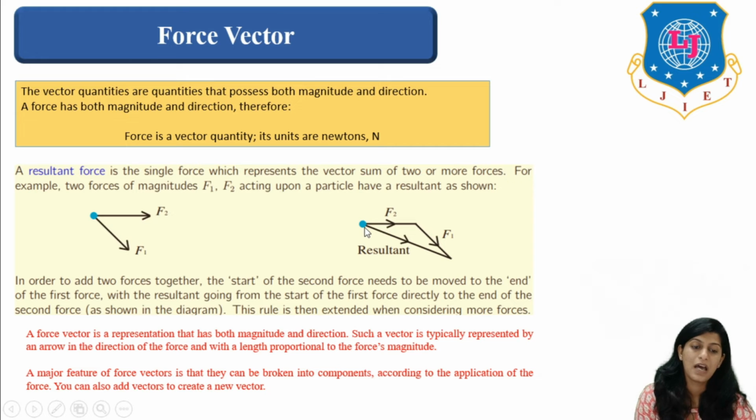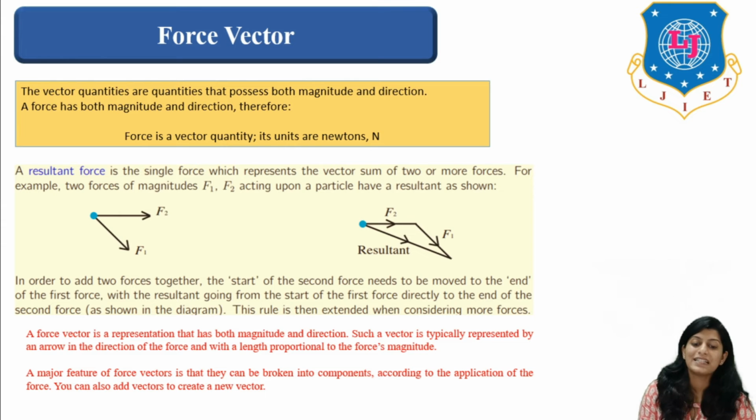So this is how we are going to do it, right? So just remove it another way. The start of the second force needs to be moved to the end of the first force. So just do it like this. So this will be a resultant force, right? And thus this rule is then extended when considering more forces. If we are considering more forces, we need to incorporate more of it.